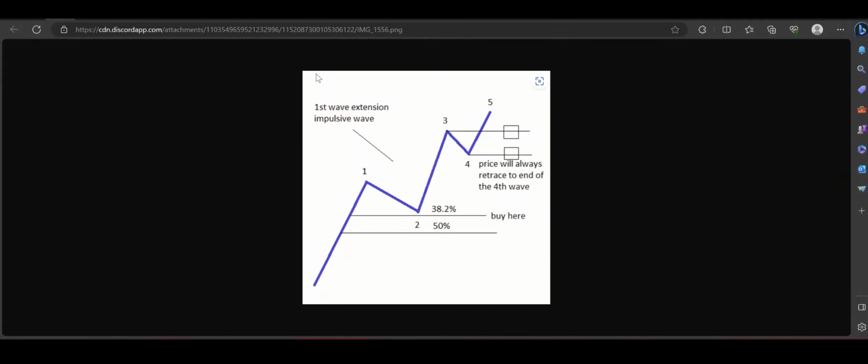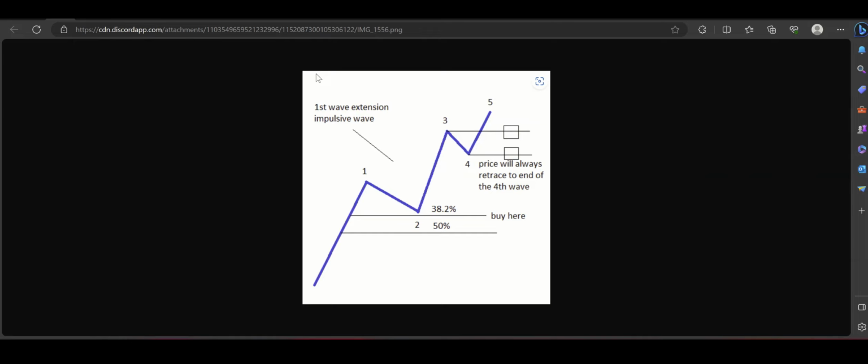So in this XRP video, I'm going to be showing you the long-term chart of XRP within the span of 5 to 10 years. I'm going to be showing you the small time frame. I'm going to be showing you the bullish scenario and the bearish scenario. So let's get into this.